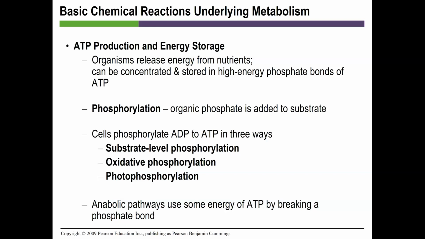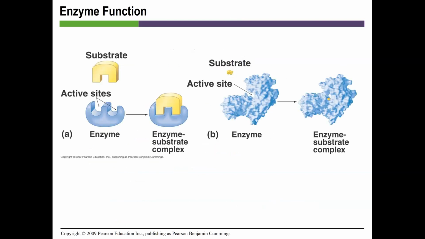Cells phosphorylate ADP to ATP in three ways. One is substrate level phosphorylation. Two is oxidative phosphorylation. And three is photophosphorylation. We'll discuss each of these at various points in this chapter. The whole purpose of producing ATP is to power the anabolic reactions that use the stored energy by removing a phosphate from ATP to produce ADP.